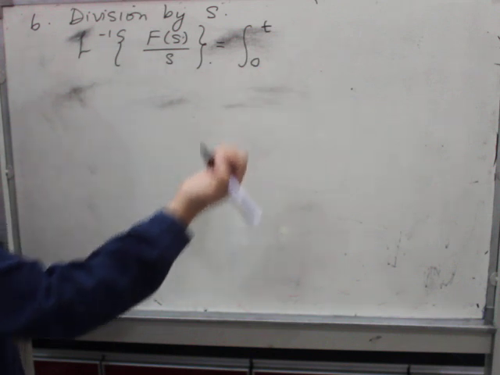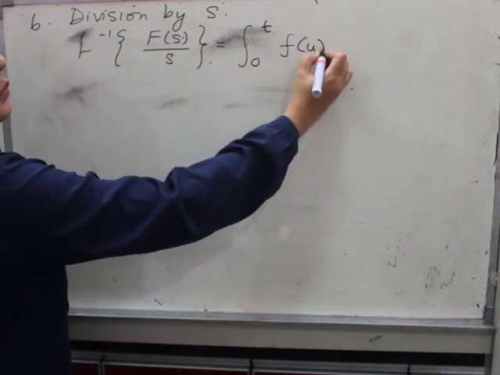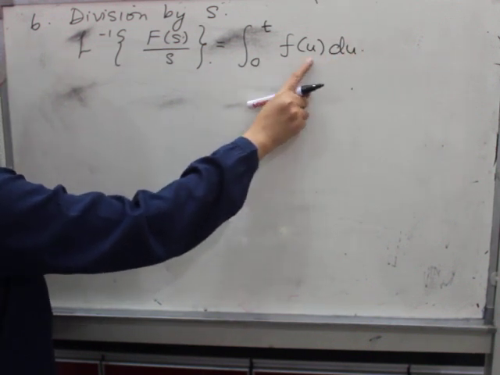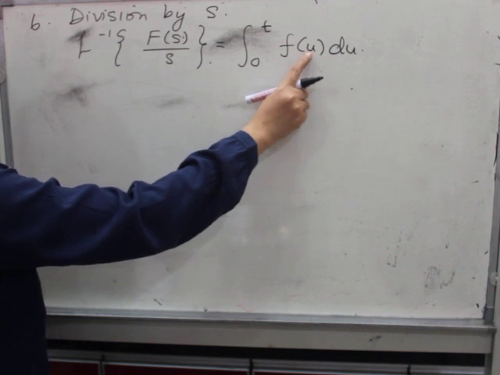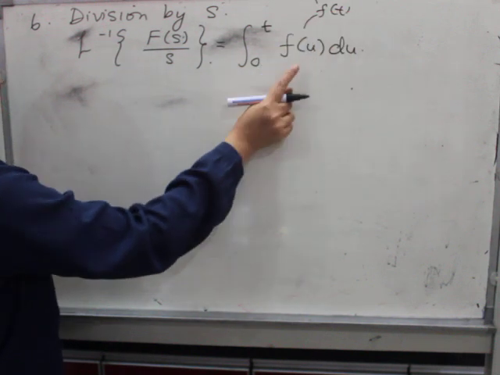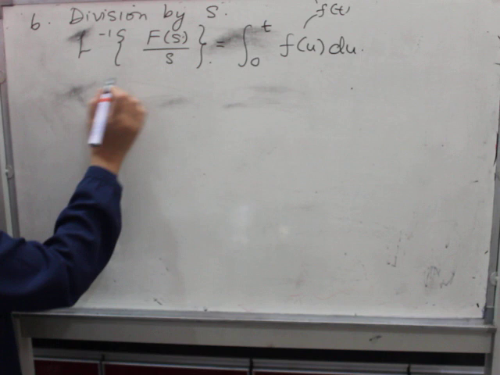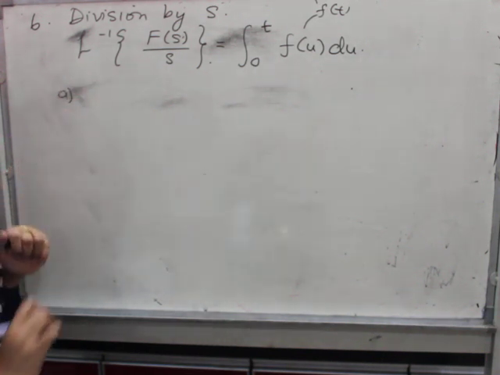Okay, so differentiate f(u), because we want to differentiate the integral with respect to u. So this one is the f(t). Actually, this one is f(t). When we put it into the integral, the u becomes t. Okay, so let us look at example A.